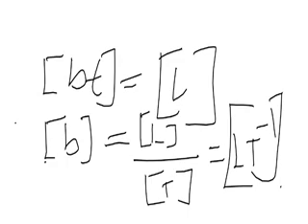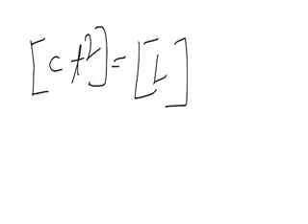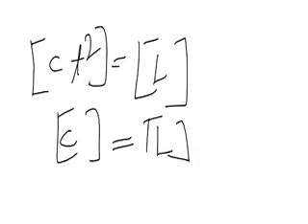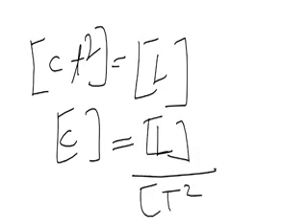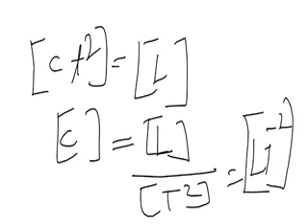In the same way, we have dimension of c: c t square equals L. So we say that dimension of C equals dimension of L by dimension of T square. This is L T minus 2. It is like an acceleration. Then the last one is what?